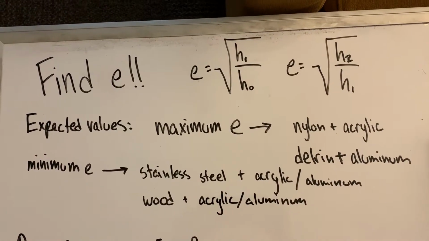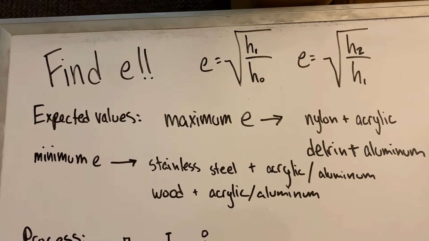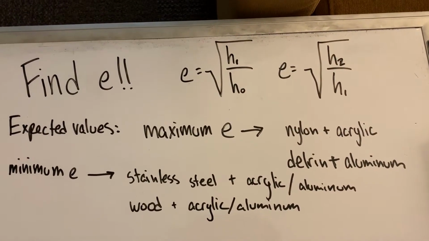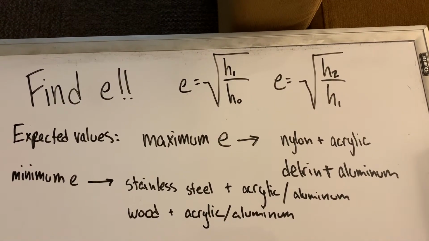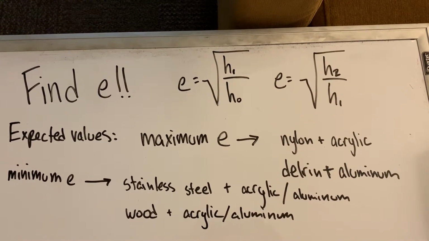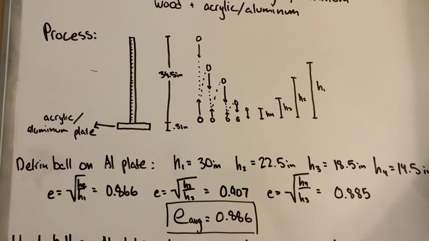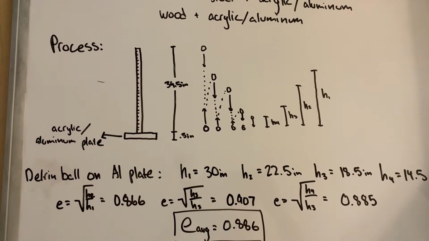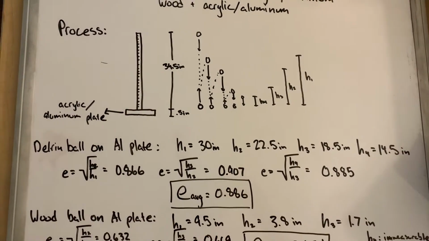The combinations we expected to bounce the worst and had the minimum values of E were the stainless steel and wood balls on either the acrylic or aluminum plates, and the expected value for the maximum E was the nylon on the acrylic and the Delrin on the aluminum plates. Each ball was dropped at an initial height of 39.5 inches above either plate, but we did not use this height as the H sub 1. Instead, we used the first bounce as H sub 1 and further on.